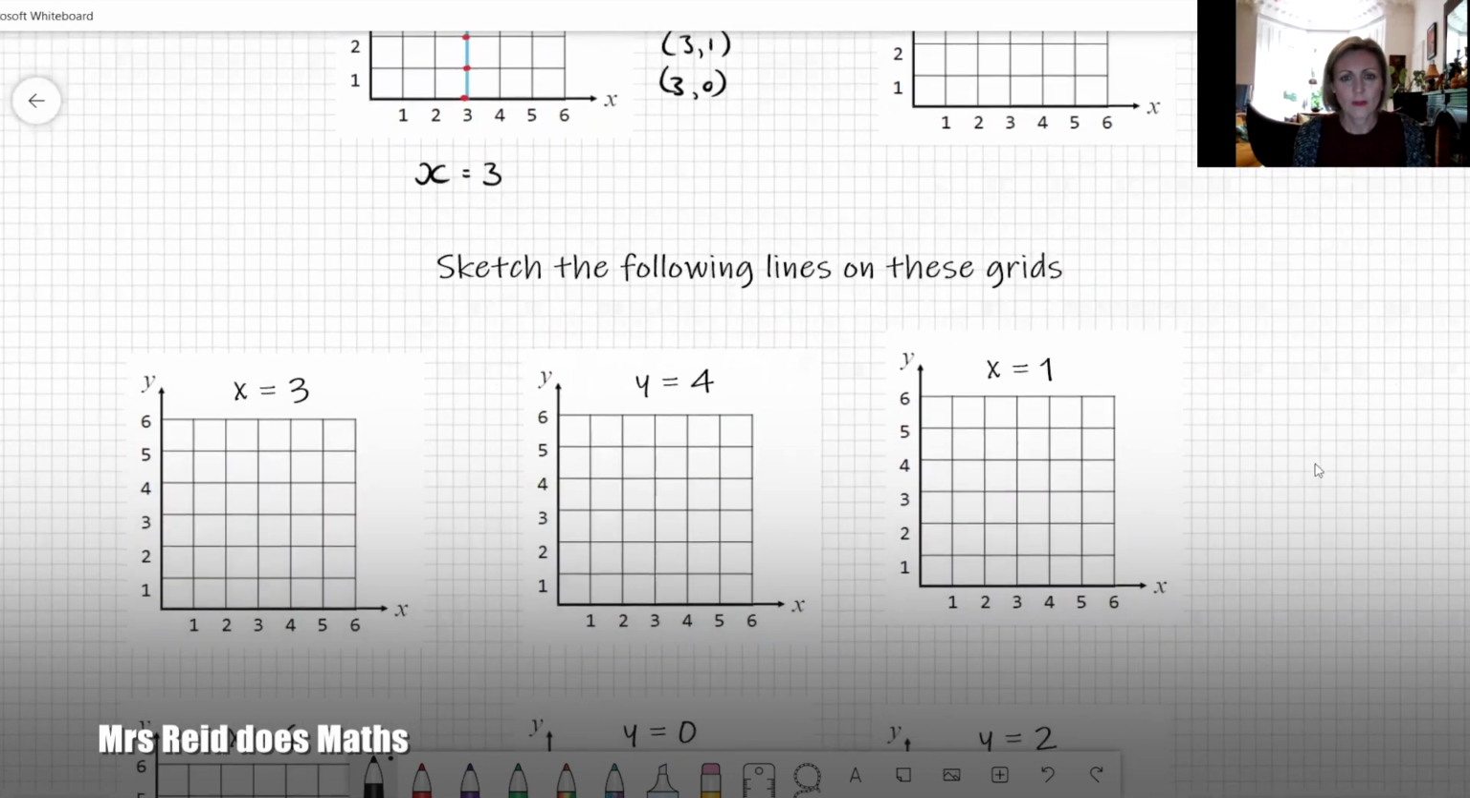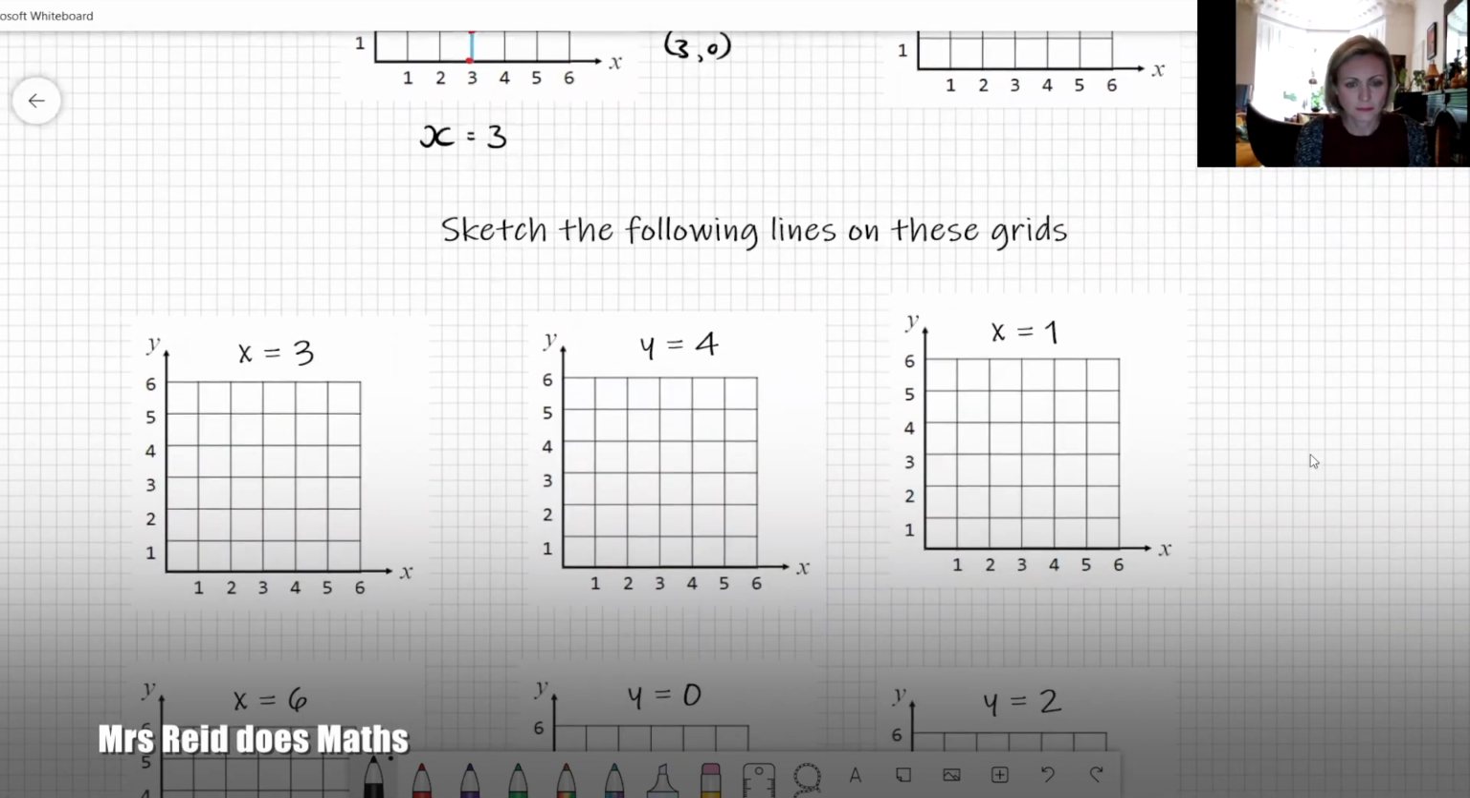Sketch the following lines on these grids. If you'll forgive me, I'm going to do it without a ruler, just because it takes so much longer on this particular app to use a ruler. I'll try and draw it as straight as possible, but you should always use a ruler when you're in class. So x equals 3 means it's 3 across in the x direction. The x direction goes that way, so it's 3 across that way, and it's going to be parallel to the y-axis. So that's it there.